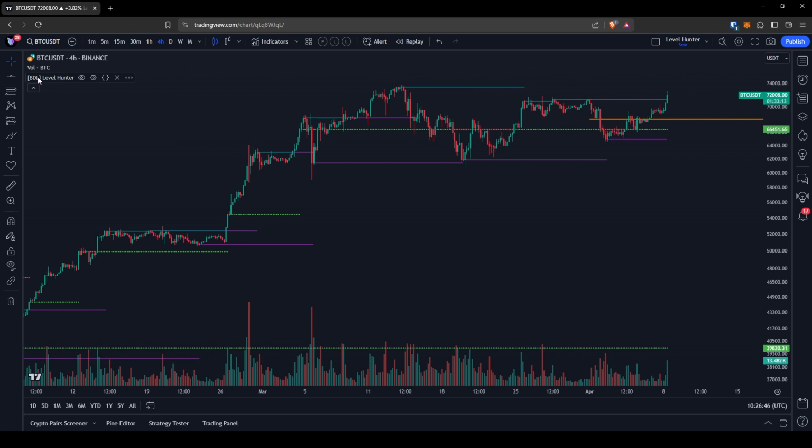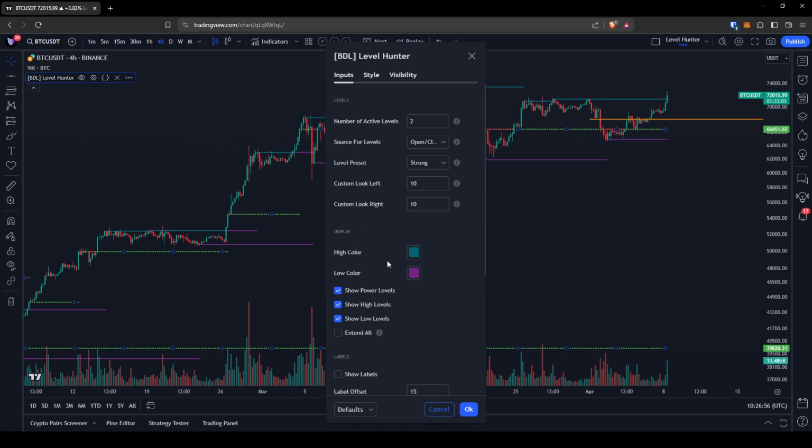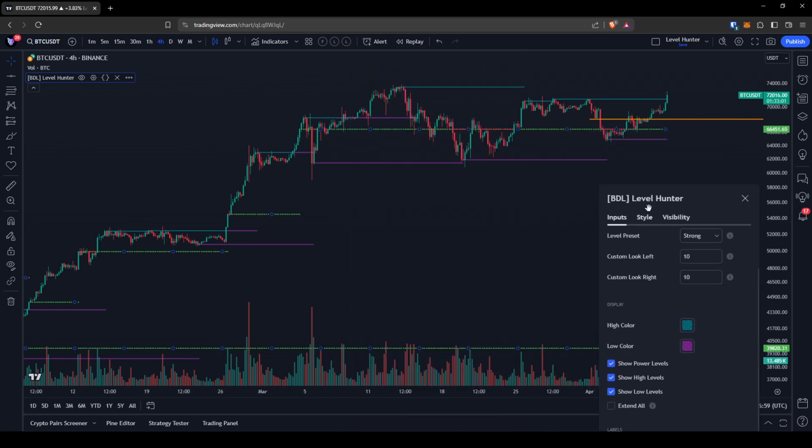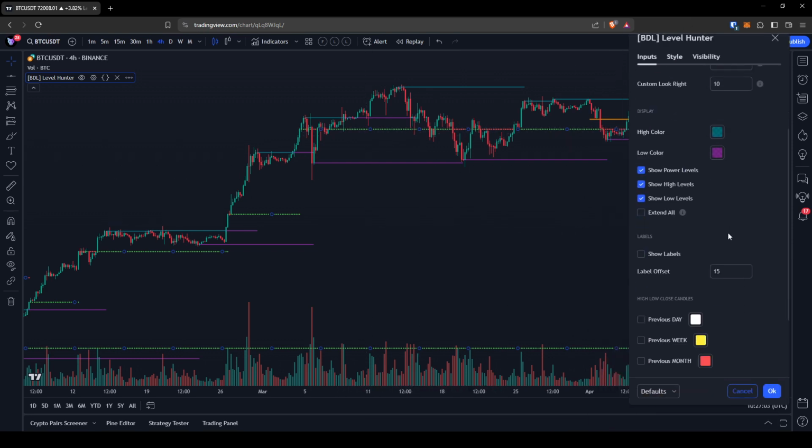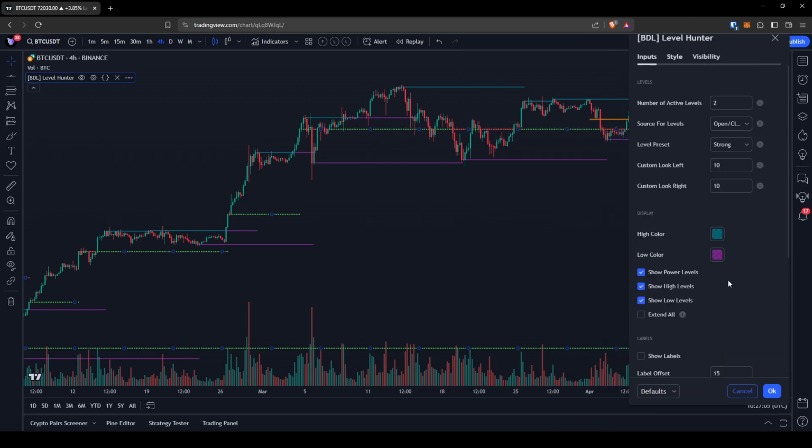I just have a question because I remember the purple and the blue ones are the basic support resistance levels. And I remember you asked me to add these power levels here. Yeah, that's the new. Let's have a look at this.